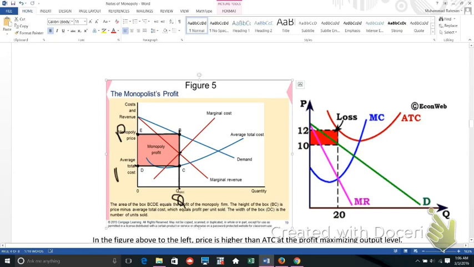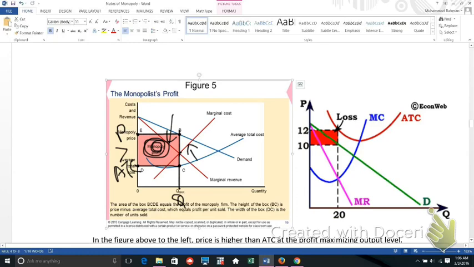So you see that this is average total cost, and you can see clearly that price is greater than marginal cost, and the pink area, which is the area above the average total cost and below the market demand curve, is the profit of the monopolist. Why is the monopolist earning profit? Because our price is greater than average total cost.